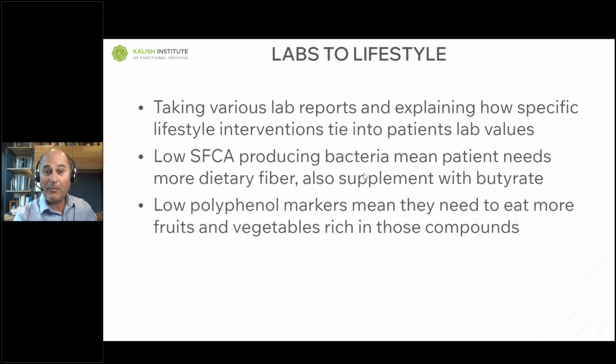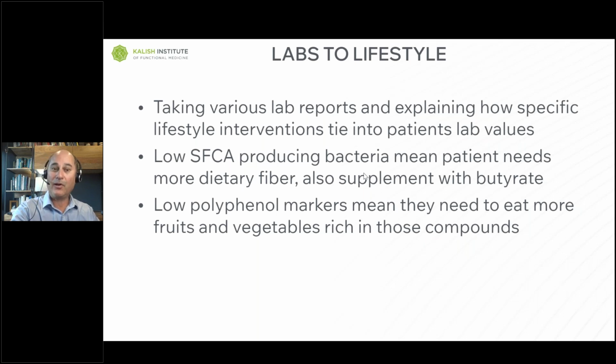Low polyphenol markers, this is on organic acids. Again, Great Plains or Mosaic has these markers, Genova has them, DSL has them. Anybody that's running organic acids, NutrEval, metabolomics testing, you're staring at these polyphenol markers every time you do one of these labs, you just didn't know what they were. I'm going to explain that today, okay?